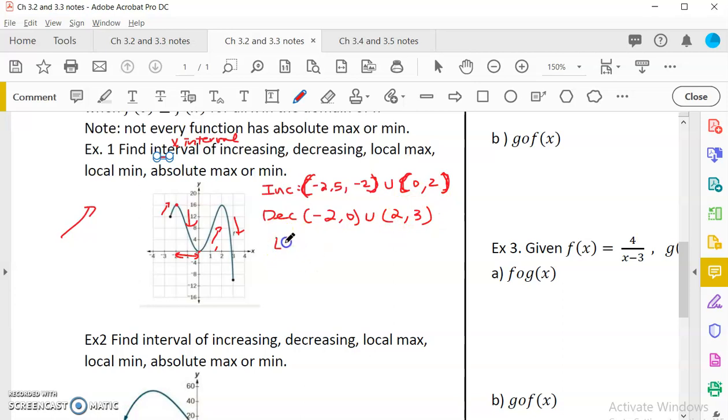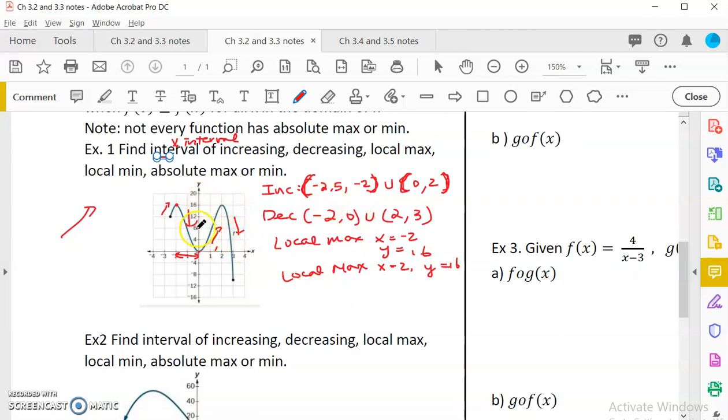What is local max? Local max is the small mountain. This is a small mountain, and it is at x equal to -2, y is 16. And another local max here. So you don't have to compare which one is higher. So long as it is a small mountain, x is equal to 2, y equal to 16.